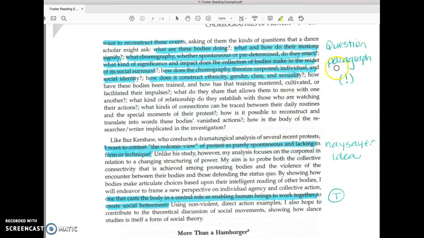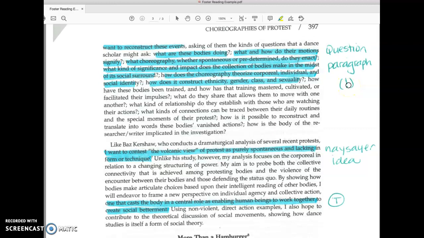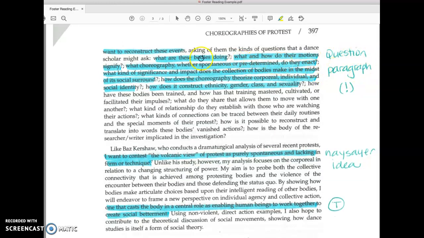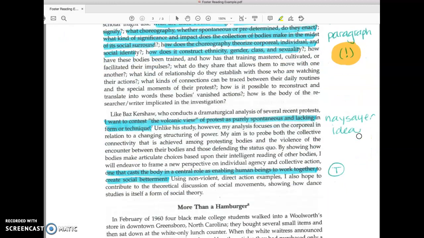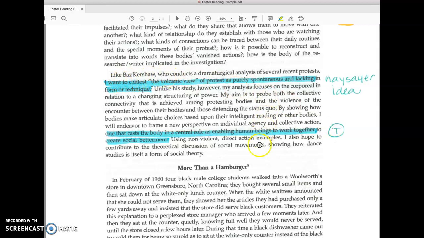Lastly, I want you to see that I'm again reacting to her different ideas and her structure. So where I say question paragraph, I'm literally saying, look at this whole paragraph here, it is all questions. I started highlighting her questions and then realized, oh my gosh, it's a whole question paragraph. And that's why I put this exclamation point. This exclamation point is my reaction to the fact that she has a whole paragraph of questions. It seems like a lot to me. It overwhelmed me.